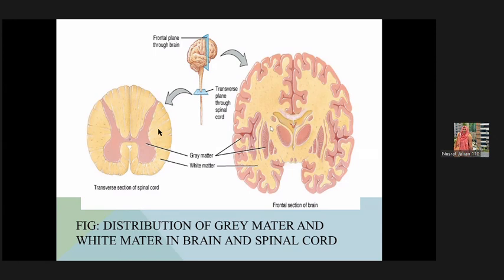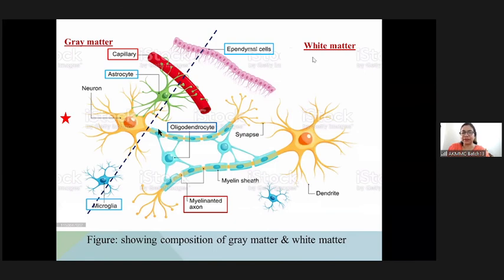Okay. Now, what will be the composition of this gray matter and white matter? Why is white matter white? Myelin sheath. Okay, very good. Myelin sheath formed inside the central nervous system by which cell? Oligodendrocyte. And outside the central nervous system? Schwann cell.